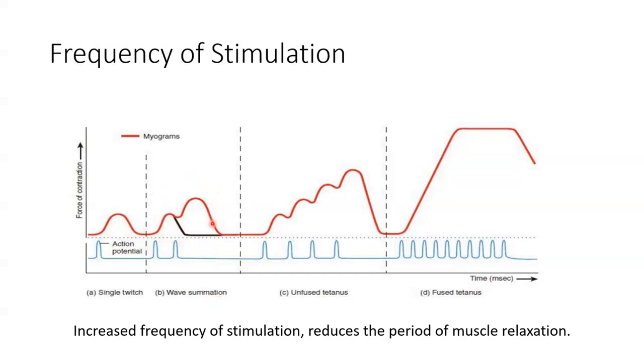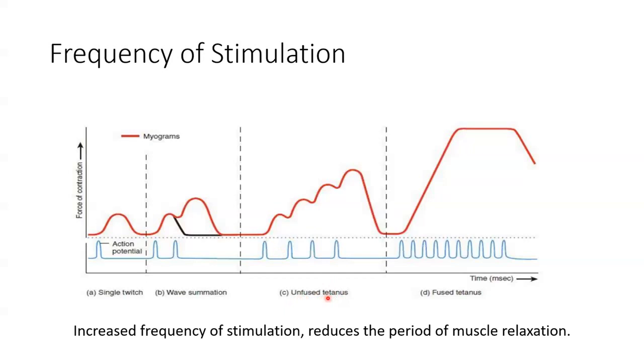So this is because the muscle doesn't fully relax and not all of the calcium will actually leave the sarcoplasm after this first action potential finishes and this second one starts. So we're going to have that summation or that adding together of that force because there's more muscle fibres, more cross bridges being formed. We then have what we call unfused tetanus.